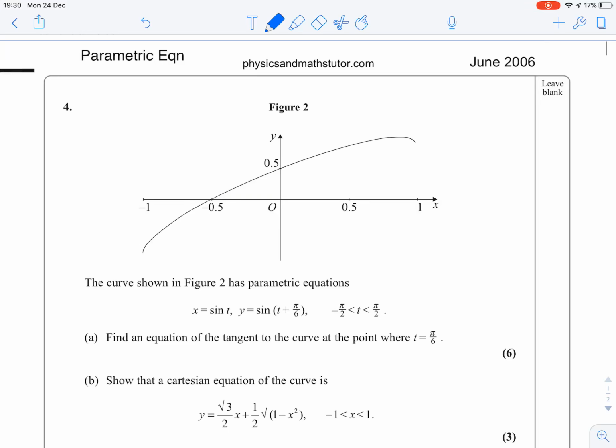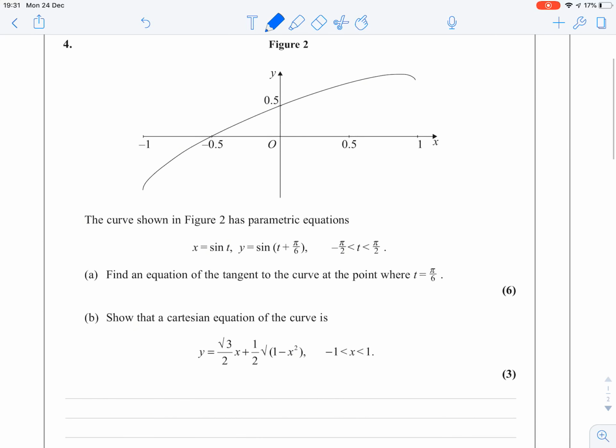Well, if we're going to find this tangent, first of all we need to know the gradient of the curve at the point we want the tangent, and we also need to know the coordinates of the curve at that point. So let's begin by finding the gradient. We've got x equals sine t, so dx by dt is equal to cos t. We've got y equals sine of (t plus pi by 6), so dy by dt is cos of (t plus pi by 6).